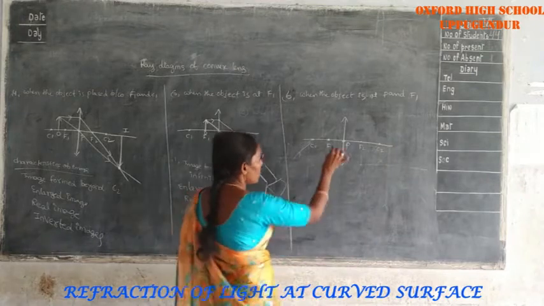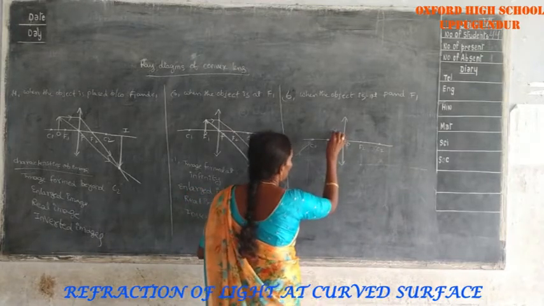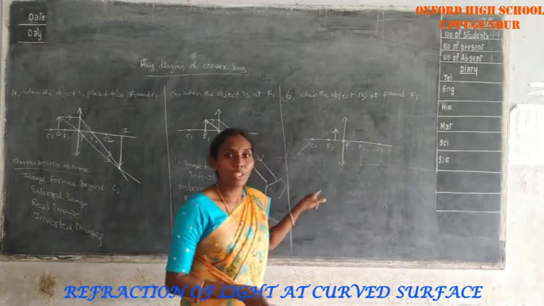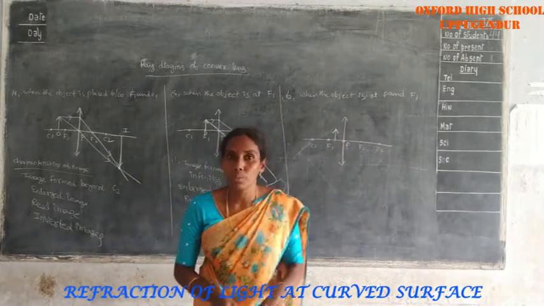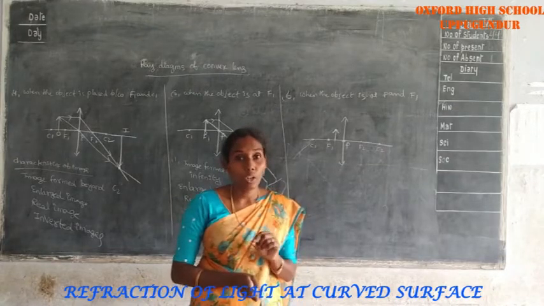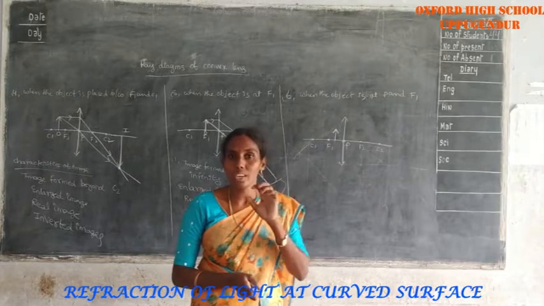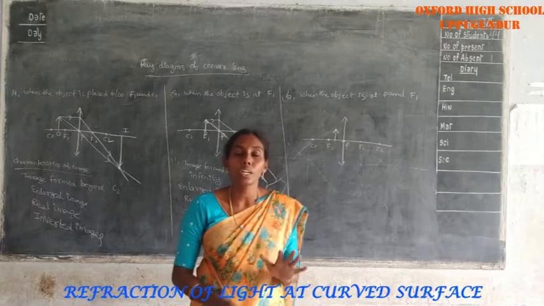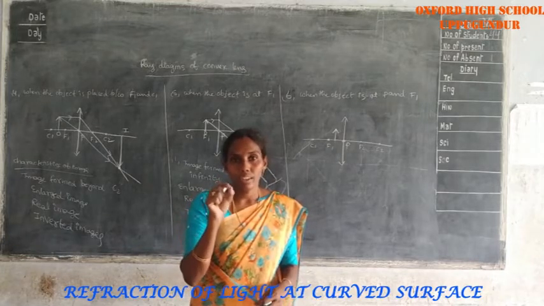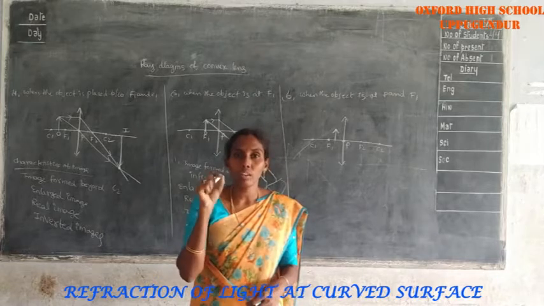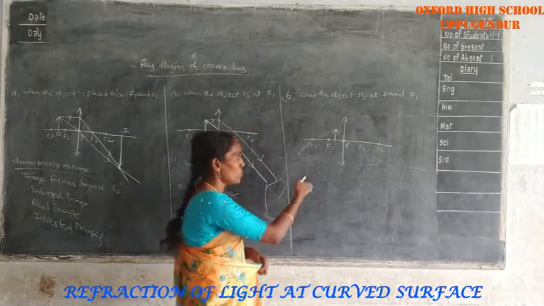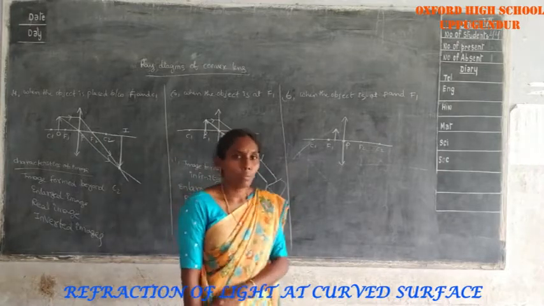If an object is placed between pole and focus, this case should be used in the construction of a microscope. The main importance of a microscope is to see inaccessible organs. That means micro-organisms can be seen by using the microscope. In the case of a microscope, the size of the particles and microorganisms can be enlarged.